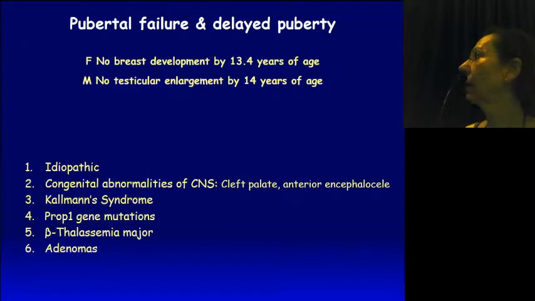Idiopathic, we know nothing. It may be due to congenital abnormalities of the CNS associated with cleft palate, anterior encephalocele. It may appear in Kallmann syndrome. It may be associated with PROP1 gene mutations because the gonadotrophins are affected. The cells that produce gonadotrophin are affected in PROP1 gene mutation. It may be associated with beta thalassemia major. We have a lot of cases in the Mediterranean areas, and of course, less commonly with adenomas.